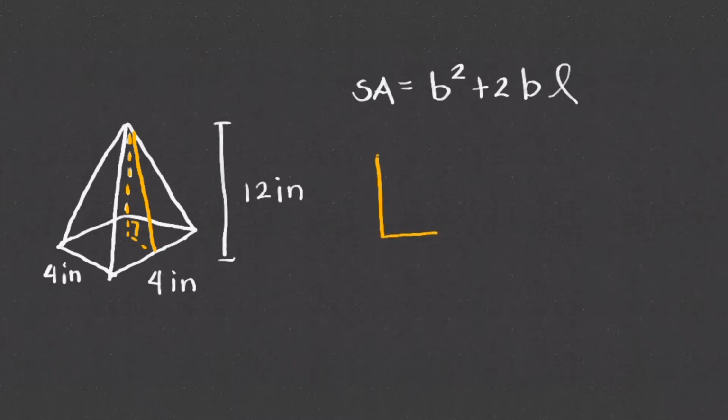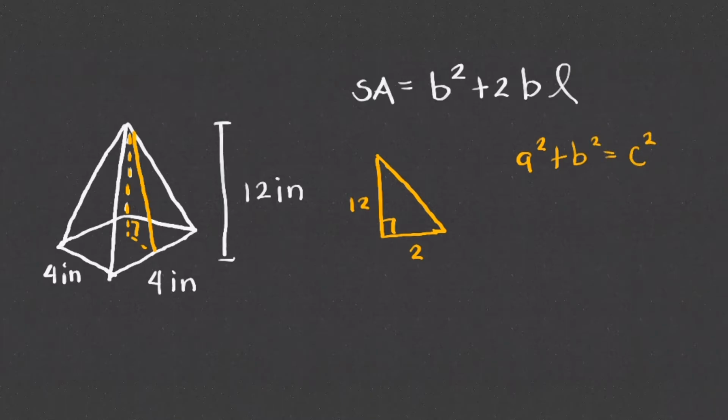So let's isolate the triangle. The opposite will be 12 inches. And the adjacent, since we're halfway, half of 4 is 2, so 2 inches. So remember that to solve for the sides of a right triangle, we use the Pythagorean theorem, in which a squared plus b squared is equal to c squared.